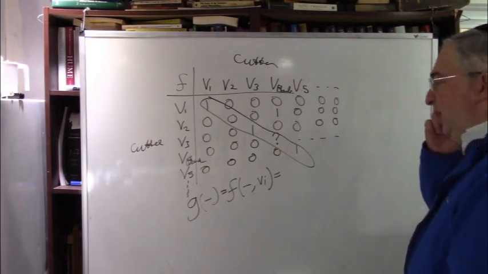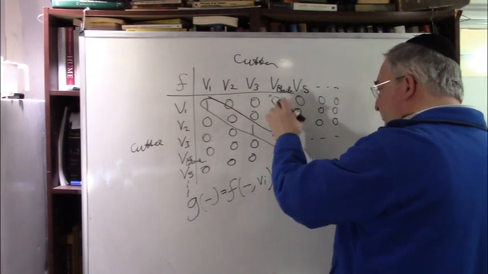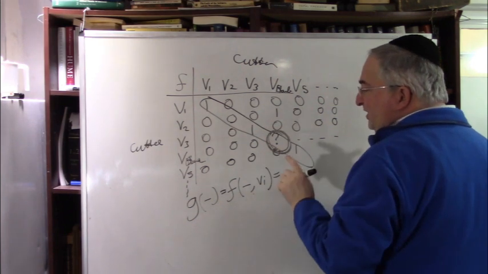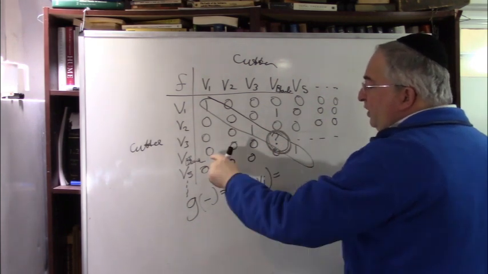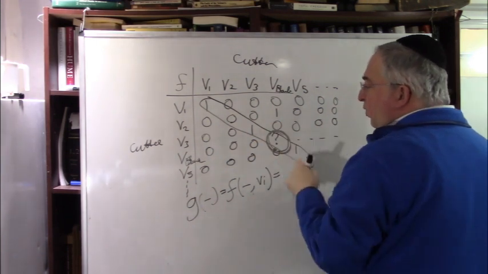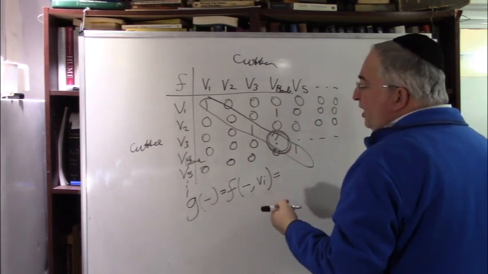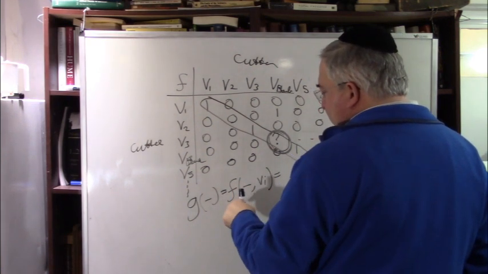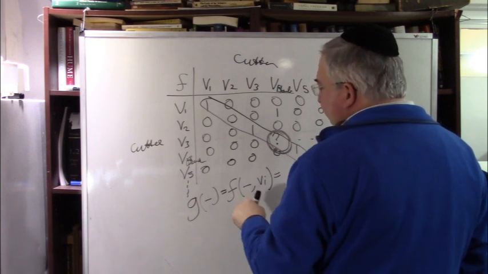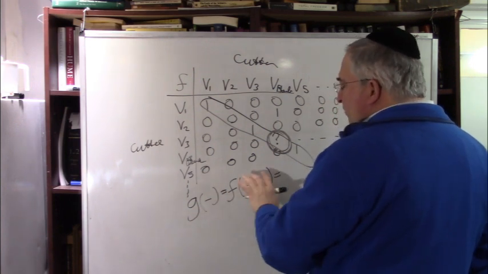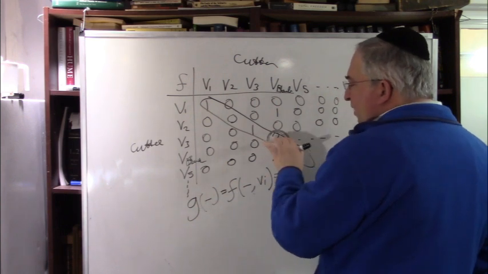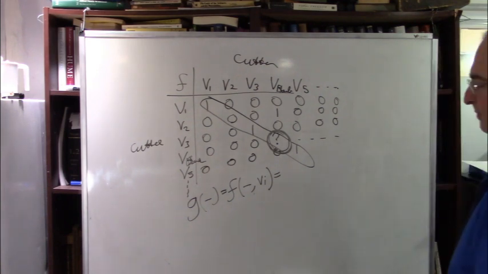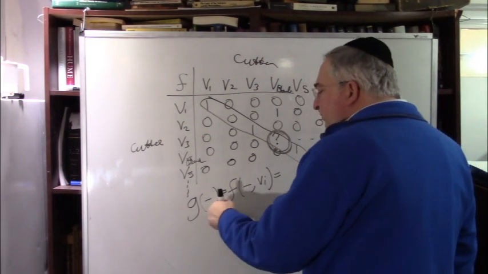The answer is, it could be this column, it could be this column, it could be this column, etc. The main point is that it could be any column, except it can't be the column where the diagonal meets it. Why? Because they have two different rules. If this is 0, this will be 1, this will be 1, this will be 0. So that's why I put a question mark here, because it doesn't work. The main point is that no column can equal the diagonal.